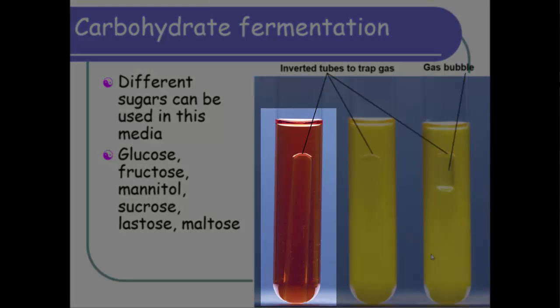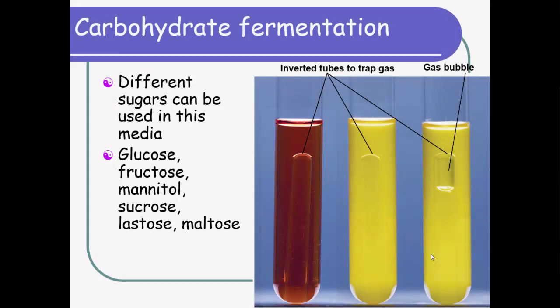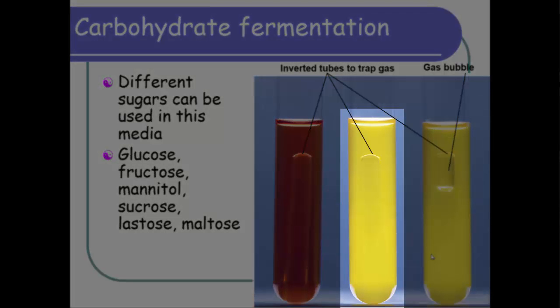This tube shows an uninoculated tube. They start out reddish in color. If no sugar is fermented, it remains red. So this would be a negative test. However, if the sugar is fermented by the bacteria, it will cause acids to be produced and cause a change in color to yellow. This tube, therefore, is positive for carbohydrate fermentation.